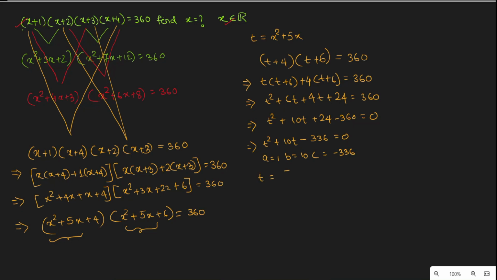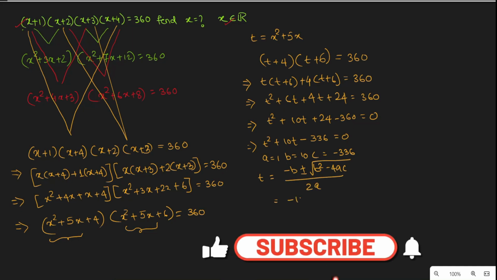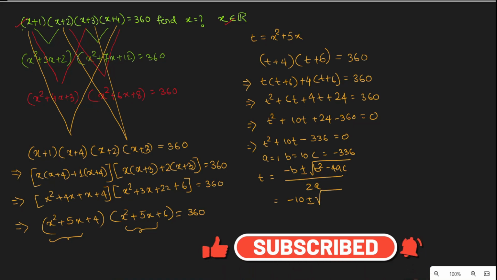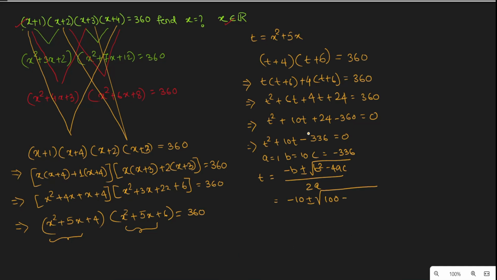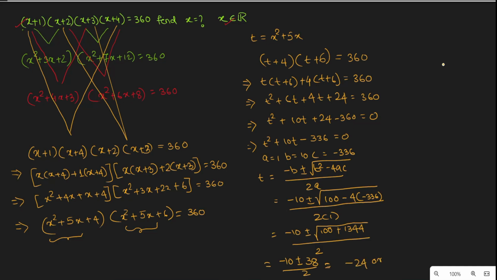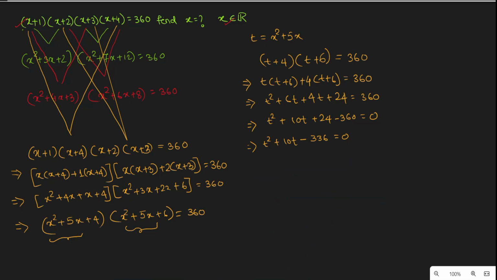t is equal to (−b ± √(b² − 4ac)) divided by 2a, which is −10 ± √(10² − 4 × 1 × (−336)) divided by 2a. 10² is 100. 2a is 2 into 1. That gives −24, or −10 + 38, that is 28, divided by 2 is equal to 14. So the value of t is −24 or 14.